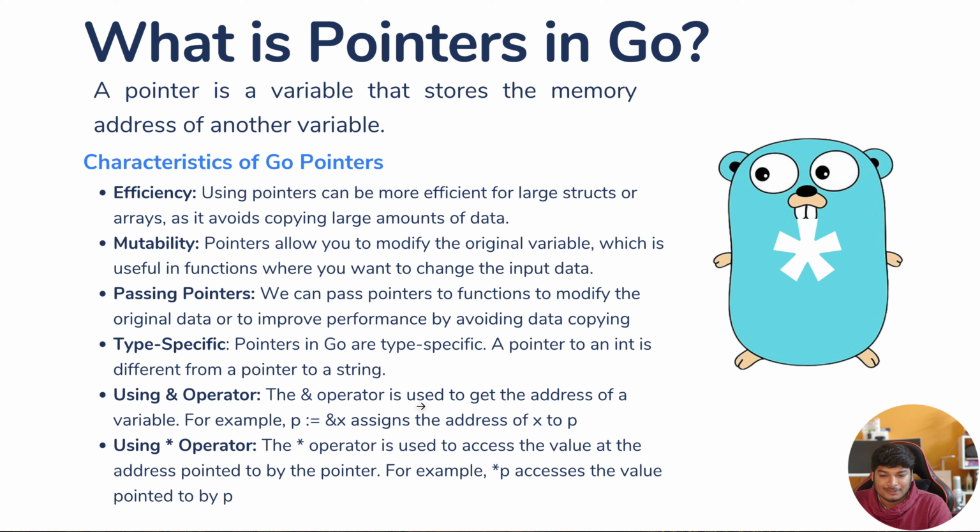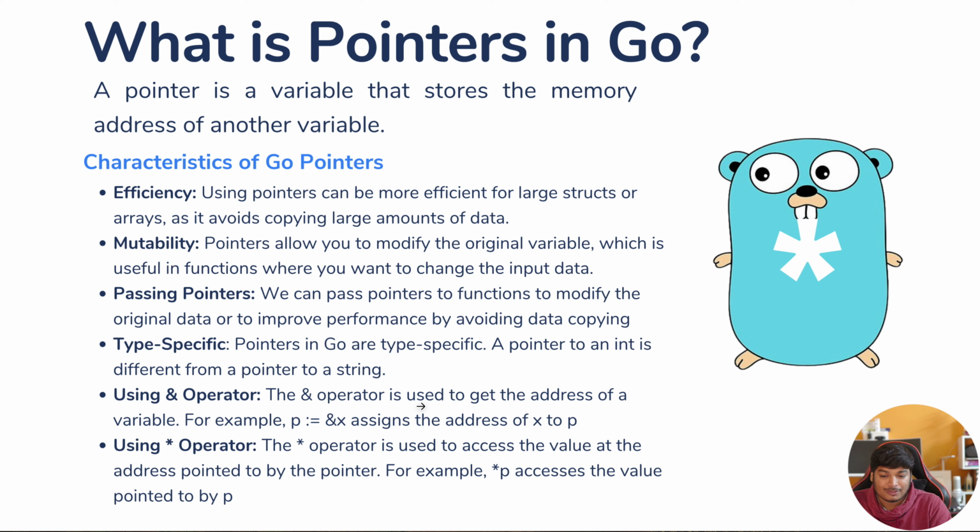Then mutability. Pointers allow you to modify the original variable as well, which is useful in functions where you want to change the input data. Third point, passing pointers. You can pass the pointer to a different function to modify the original data or to improve performance by avoiding data copying, just like the first point, okay?